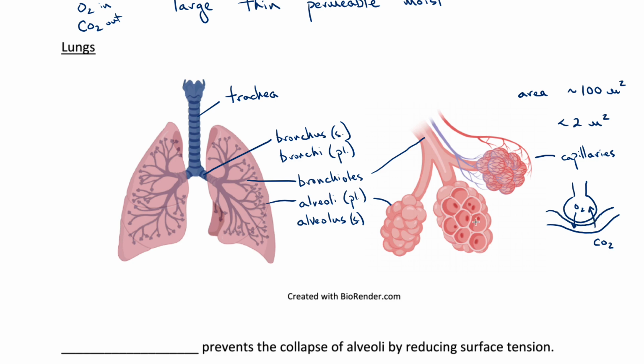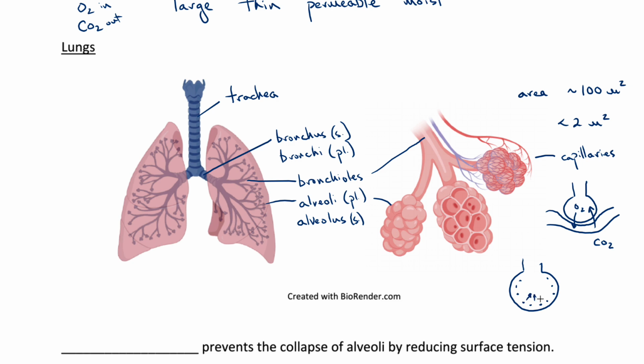The other thing is that the surface is kept moist. There is liquid on the inside here around each alveolus, and because water and aqueous solutions have surface tension, those alveoli would actually tend to collapse because each of these dots here is representing water or aqueous solution.